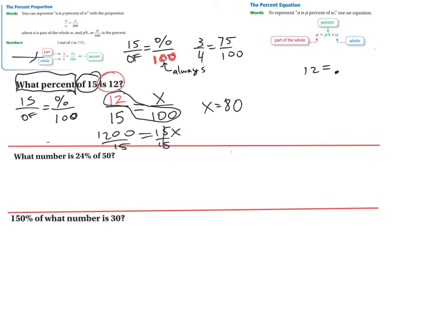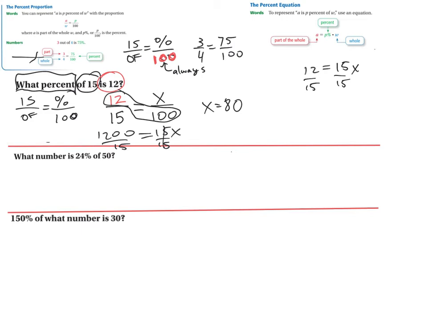So we would have put, sorry guys, this eraser always eludes me. So the whole would have been 15, so it would have been 15x, and then divided by 15. And then we would have divided by 15, and then, let's see, 12 divided by 15 is going to give us the decimal.